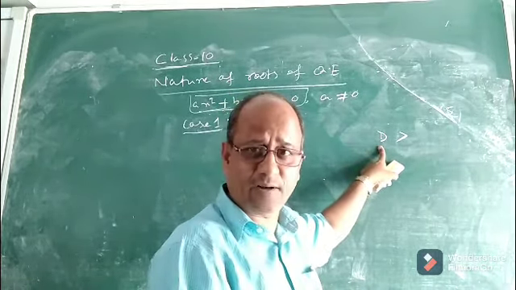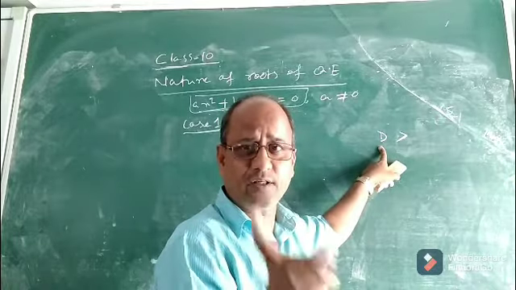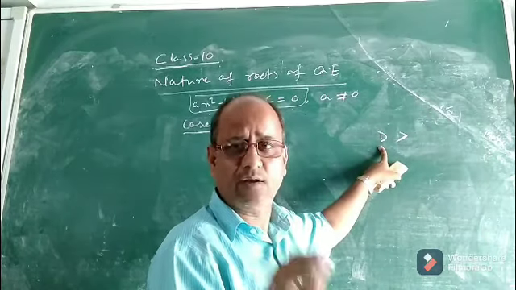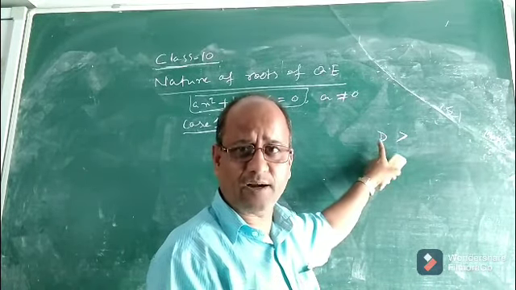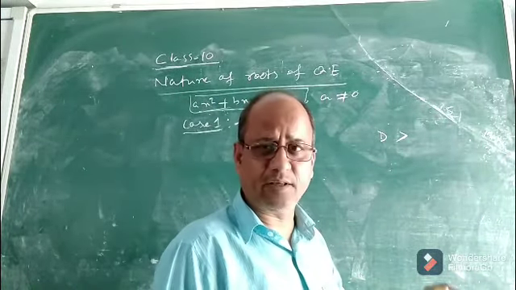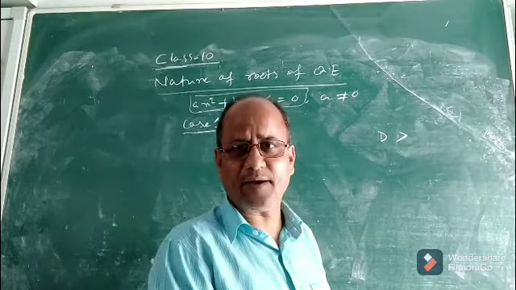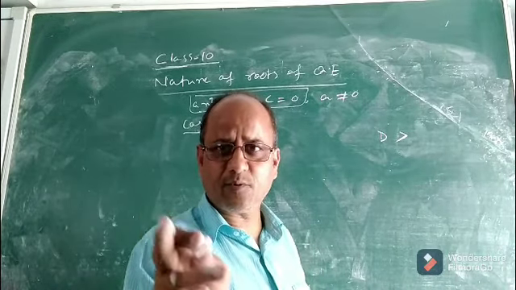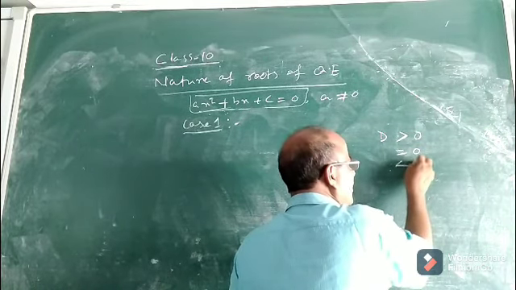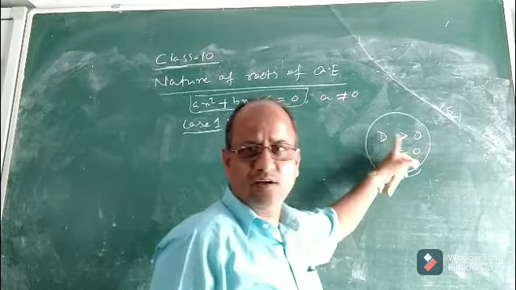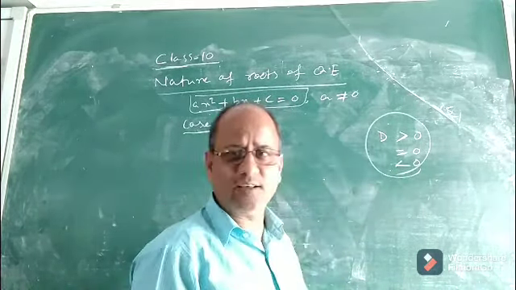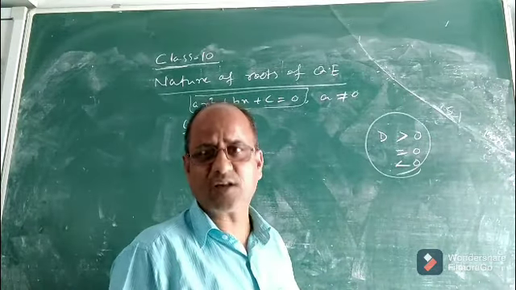It is the discriminant that decides the nature of roots, whether roots will be real or not real, whether roots will be equal or unequal. That can be determined only from the value of D, the discriminant. So first it is necessary to find the value of D. And if you find the value of D, what are the three possibilities? D will be either greater than 0, or equal to 0, or less than 0. Other than these three possibilities, there is no other chance.